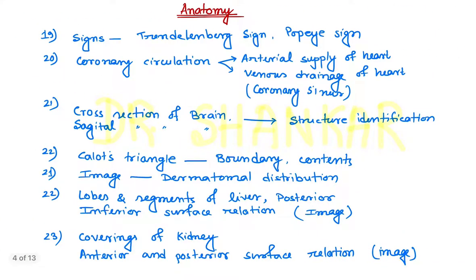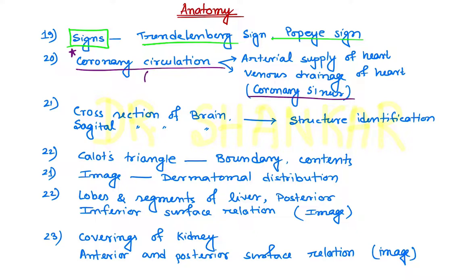Next, coming to another important question, that is signs like Trendelenburg sign, Popeye sign or Trendelenburg test. These things are very important. Next, coronary circulation. So coronary circulation is very important, like arterial supply, right coronary artery, left coronary artery, their branches along with their clinical implications, like which is the most common artery that is affected in atherosclerosis. Okay, and venous drainage, like coronary sinus is also important, and their tributaries.